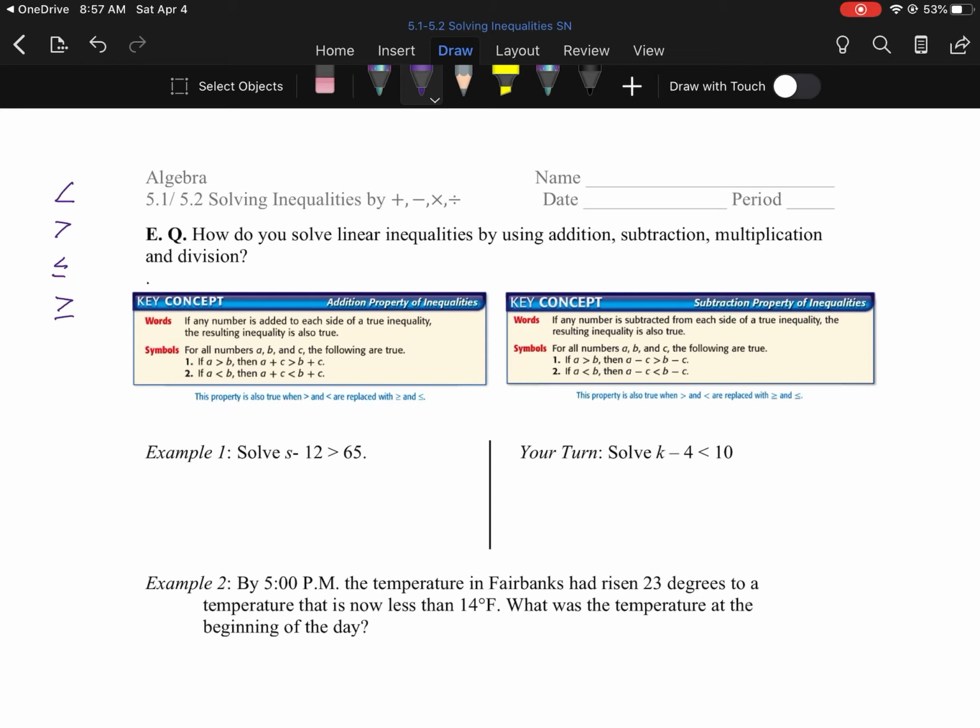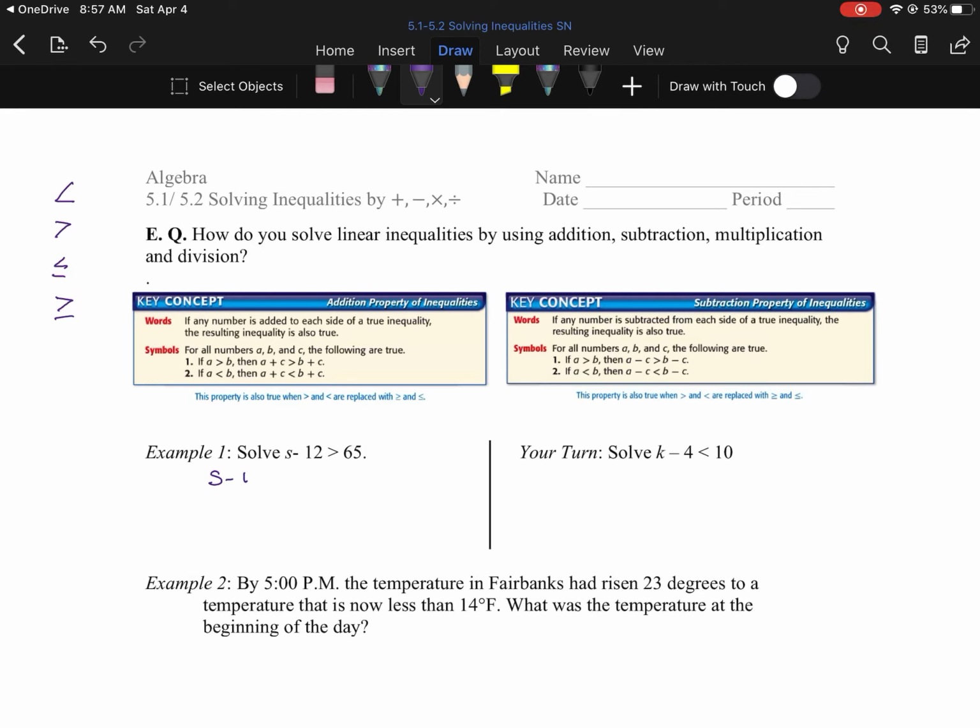So we have the addition property of inequalities and the subtraction property of inequalities. And what that says is pretty much what the golden rule of algebra says. What you do to one side of an equation, you have to do to both sides of an equation. So it's the same principle, except what you do to one side of an inequality now, you do to the other side of that inequality.